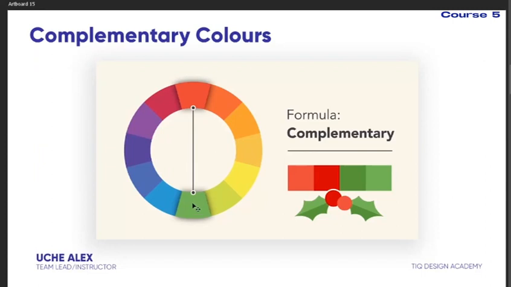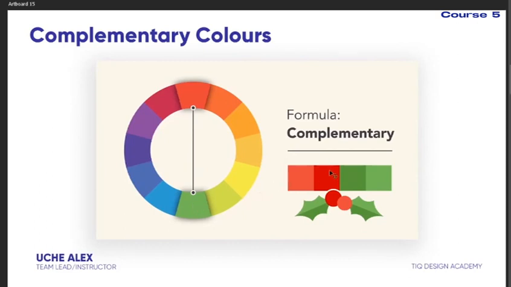The colors directly opposite each other are green and blue. It can be this color and this color. It can be this color. It can be purple and yellow. It can be this color and this color. So it can be any color that is directly opposite each other. But here, we're using red and green.